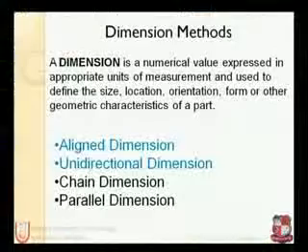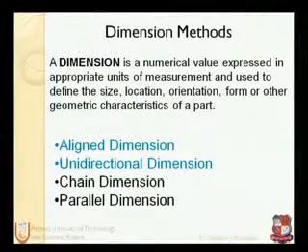Next, chain and parallel. The chain dimension is used when one line is drawn by one parallel line, showing the features along with the line. Chain dimensions are permitted when the tolerance of the feature, the functional parts, are permissible, that if it varies, there will be no change in functional requirement. That is called chain dimension. So one line, and we have to show all the features on the one line itself.